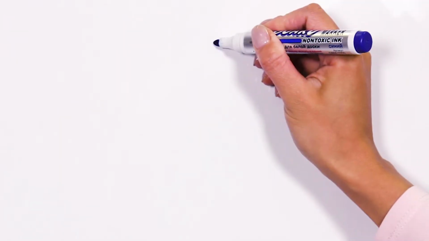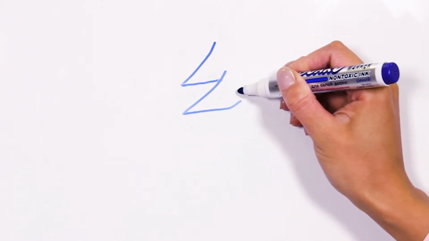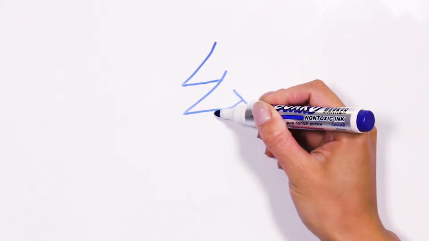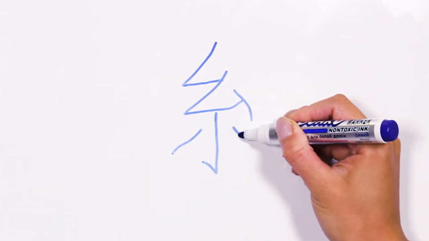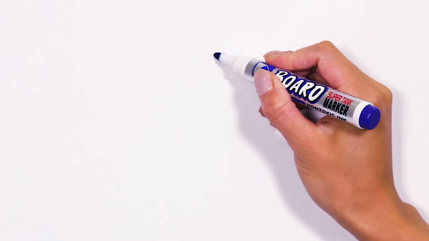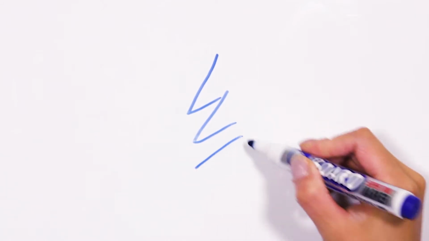Now let's see how we draw this radical. 1, 2, 3, 4, 5, 6. And the second form, 1, 2, 3. And now let's study its history.